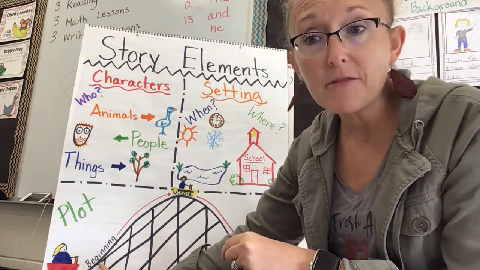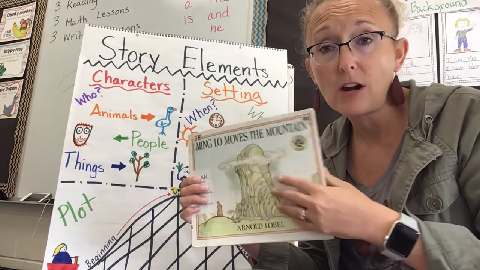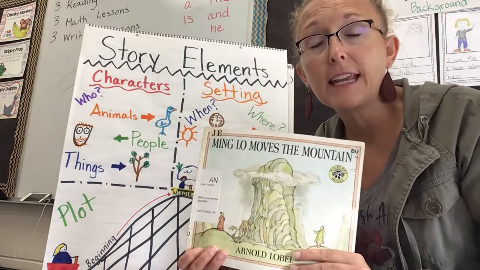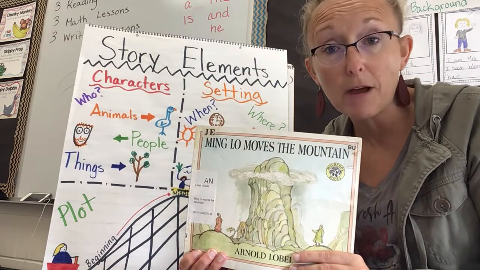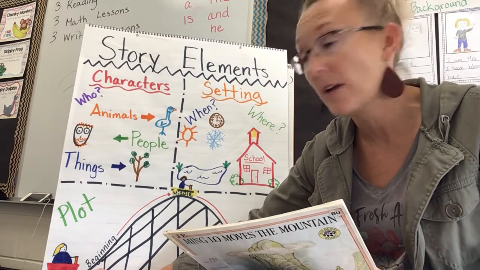So in the beginning of this book, Minglo and his wife were not happy with their house, right? They did not like it being right underneath the mountain. So that's the beginning. Minglo and his wife did not like living under the mountain.